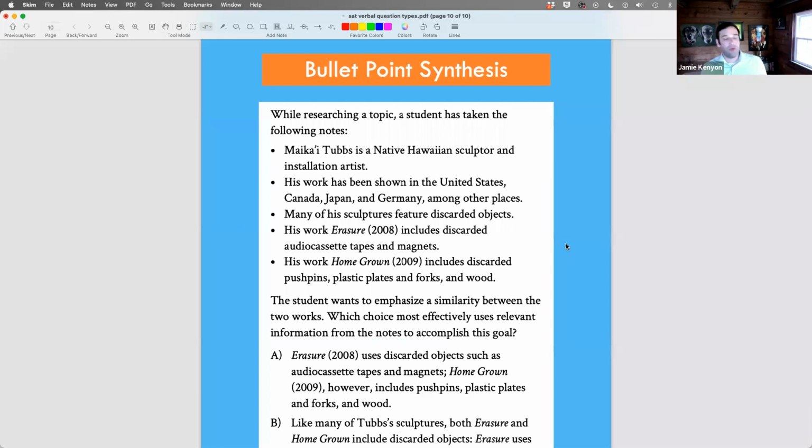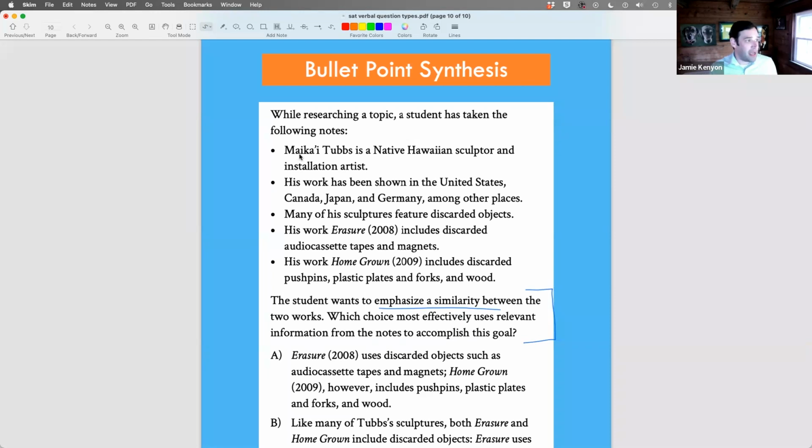And then there's this new unique type of question that I've called bullet point synthesis, where they give you a list of facts in a series of 5 bullet points, and then they give you some sort of goal that they want you to complete. In this case, they say, the student wants to emphasize a similarity between the two works. Which choice most effectively uses relevant information from the notes to accomplish this goal? So if we want to emphasize a similarity, we then will read the bullet points and try to find a similarity between some two works that they're talking about.